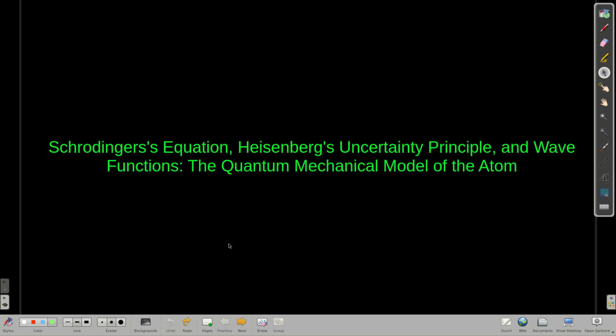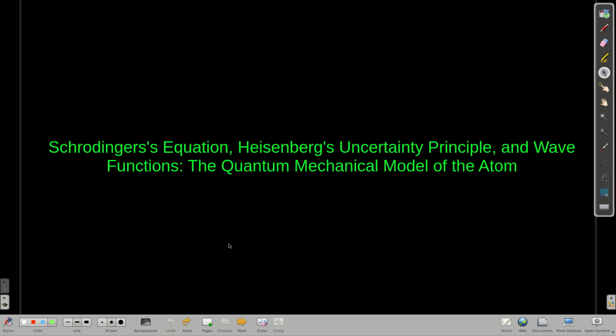So in this module, we're talking about modern quantum mechanics, the quantum mechanical model of the atom, and specifically what's called Schrodinger's equation, Heisenberg's uncertainty principle, and wave functions. So Bohr did a really good job of being able to describe a hydrogen atom. He could calculate the ionization energy, he could calculate the line spectra, but his model didn't work for other atoms.